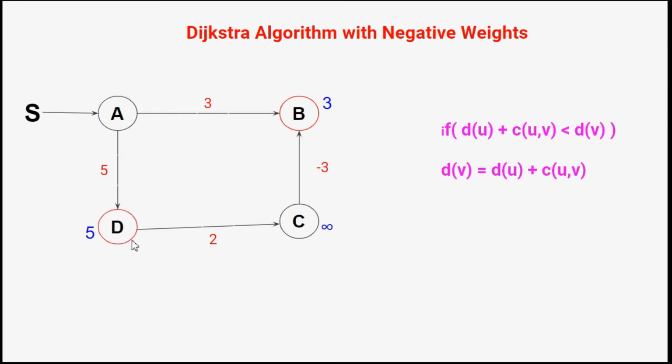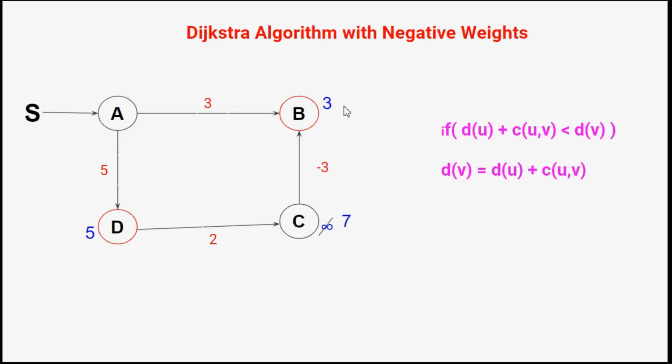Okay. Once D is chosen, now we are going to look at the neighbors of D. Who is the neighbor of D? That is C. Now we are going to calculate the cost. Okay. The distance of C is 7. See, we are going to work on this formula. The distance of U is 5. Cost of U to V is 2. So 5 plus 2 will give me 7, which is less than infinity. So we are going to replace infinity with 7.